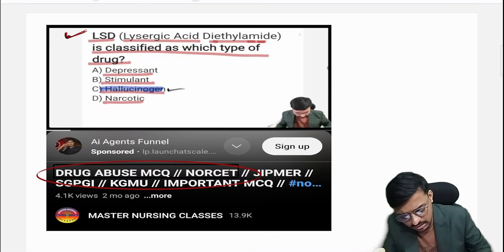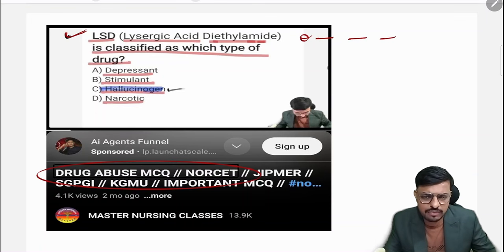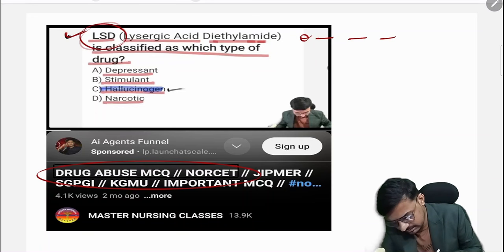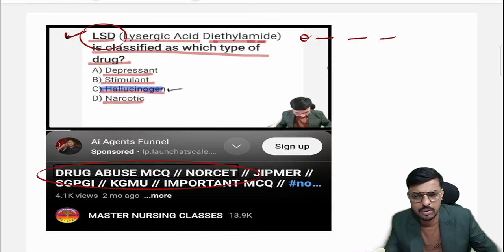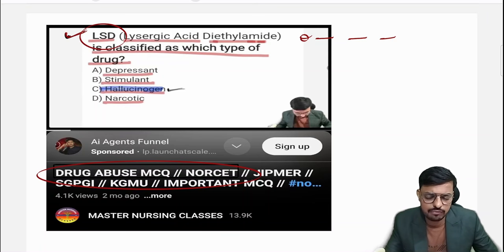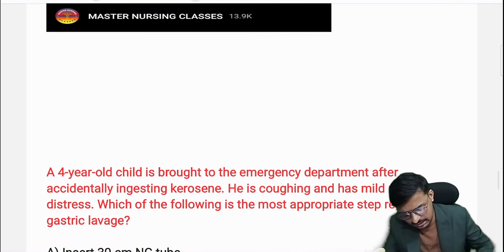In the question, a patient was on drug abuse and he is getting hallucinations and flashback phenomena and all. So which drug abuse is he doing? That was LSD, your correct answer. This was also a question which was struck from the Master Nursing Classes channel. Who have heard the explanation of this question, definitely those people will give the correct answer for this one. So hope it is clear to every one of you.